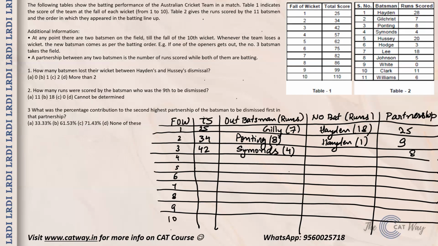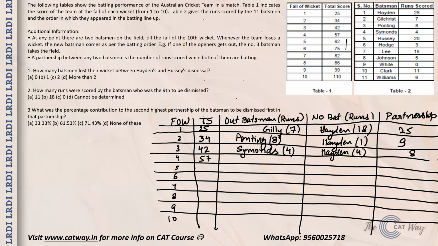Out of that, Simons scored 4 runs, and the remaining 4 runs were scored by Hayden. Now Simons is also out. The next wicket fell at 57.